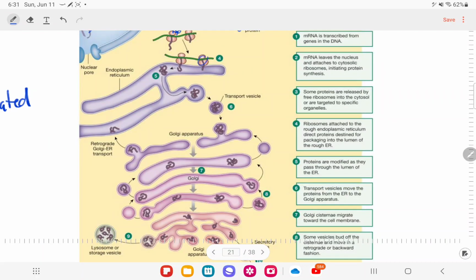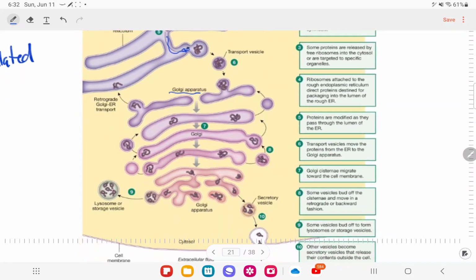So the ribosomes on the rough endoplasmic reticulum will direct that protein to go into the lumen of the endoplasmic reticulum, right? And then the proteins are going to be modified as they pass through the lumen of the ER, okay? As it passes through the lumen of the ER, we're going to have transport vesicles that are going to move the protein from the ER to the Golgi apparatus, right?